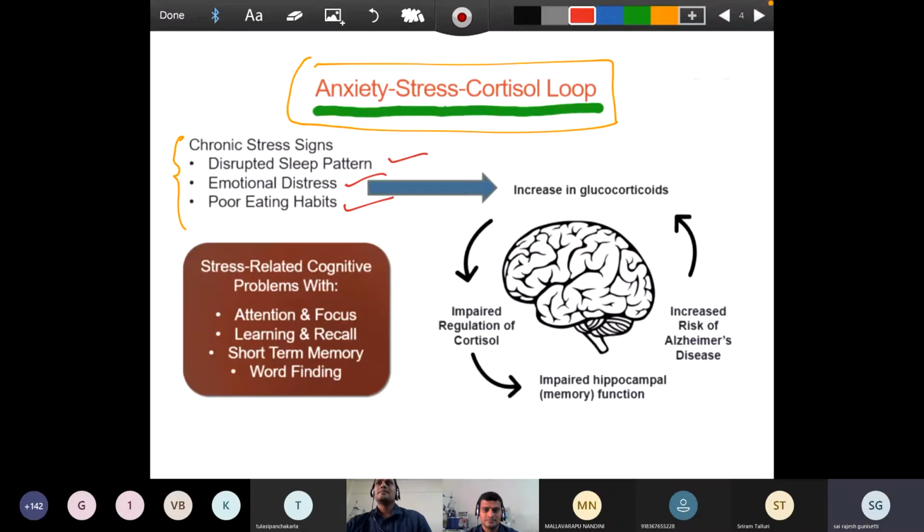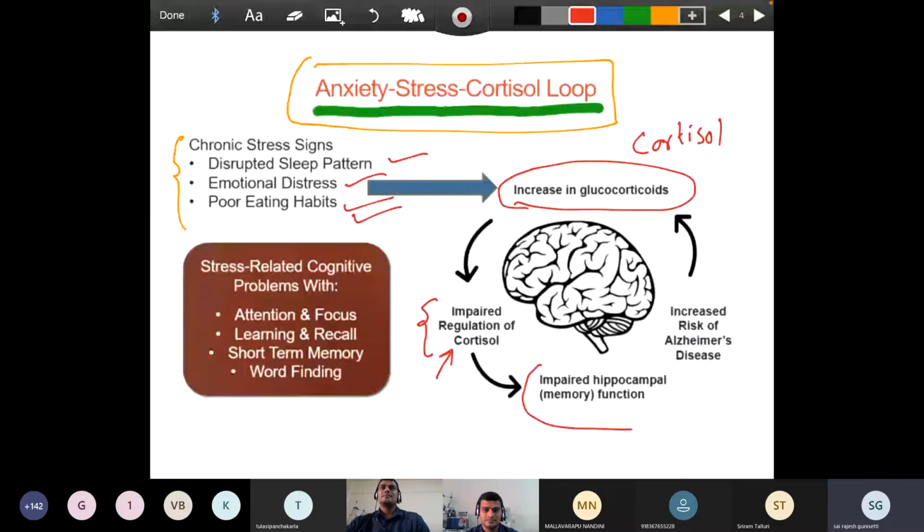Poor eating habits. When we are reading, we don't take care of food. What happens with that? Increase in glucocorticoids. It is nothing but cortisol. Cortisol is unregulated and will be released in high amounts. What happens with that? The hippocampal cells, which are responsible for short-term memory, are impaired, and that function is affected. And this is the reason for our mind going blank.